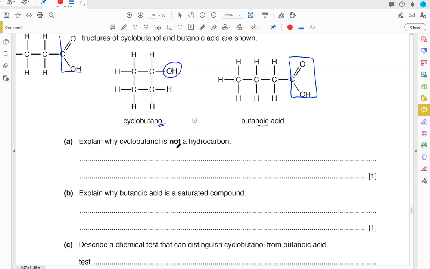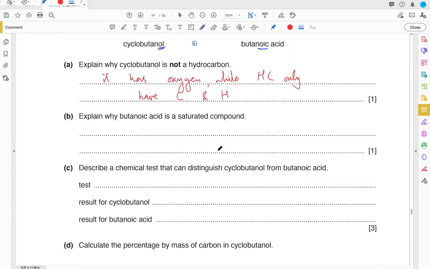Explain why cyclobutanol is not a hydrocarbon. Not a hydrocarbon because it has OH in it. So there is OH. So it has oxygen. Okay. If you want to explain it, you can say that while hydrocarbons only have carbon and hydrogen. That's good enough, although it wasn't really required.